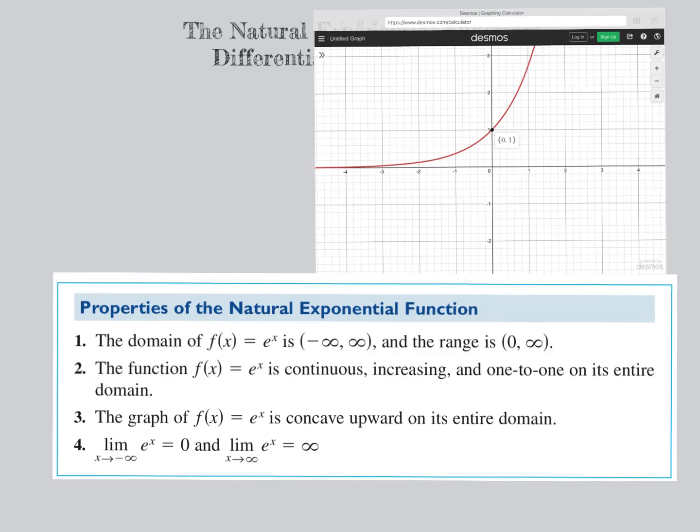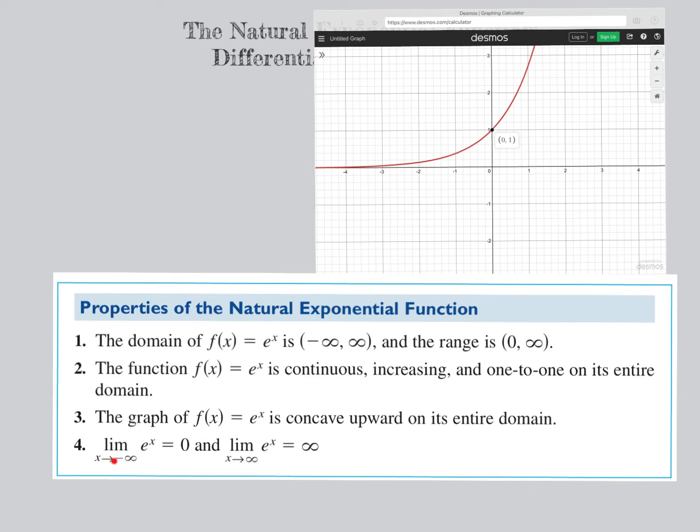All right, some official properties of our function f of x equals e to the x is that the domain is all reals. We could plug in any number we want. We definitely did not see any issues in our domain. However, we do see that the range is only positive numbers. We see that our function e to the x is continuous, it's always increasing, and it is 1-to-1 on the entire domain, so for all reals, meaning that its inverse, the natural log of x, is also a function. The graph of e to the x is concave up, meaning that its second derivative is always positive.